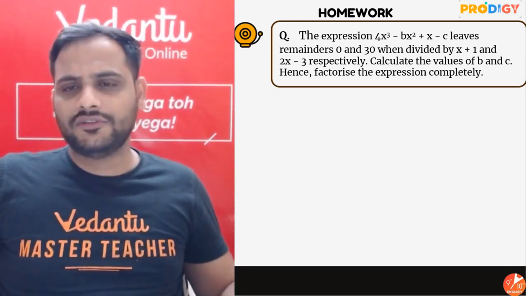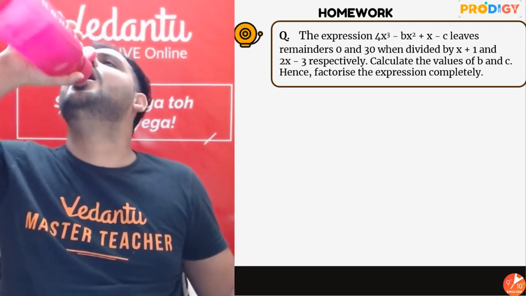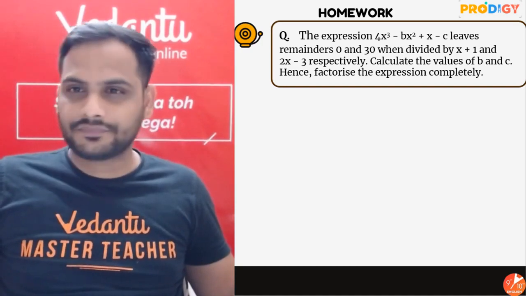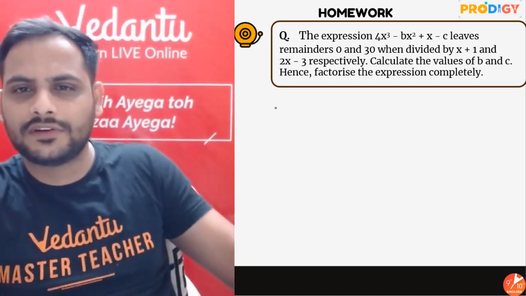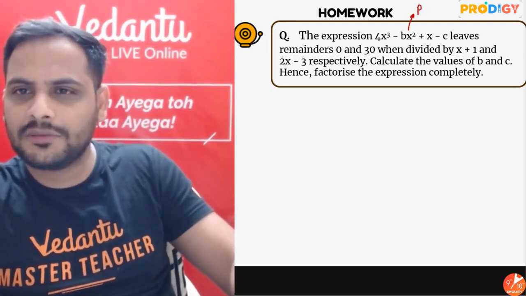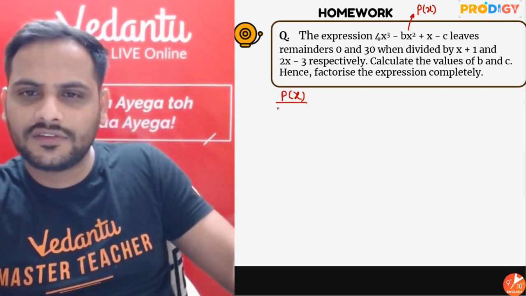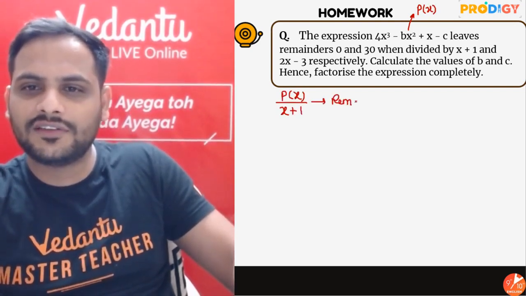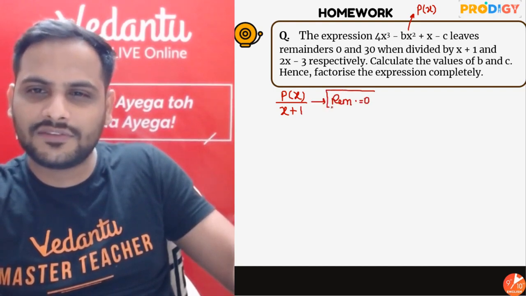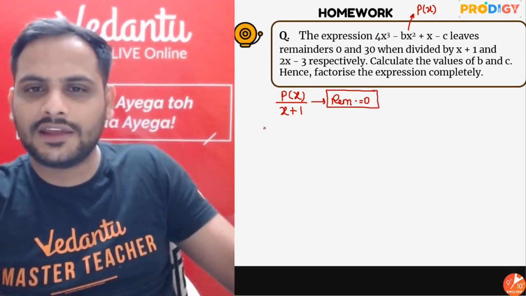Okay beta, so if you look carefully, obviously if I know the remainder, I can use remainder theorem, and with that help I will get two equations in b and c. So let's say this is a polynomial p of x. I can say when this p of x is divided by x plus 1, remainder is 0. So it is another way of saying that x plus 1 is a factor. Alright, so I can use remainder theorem.